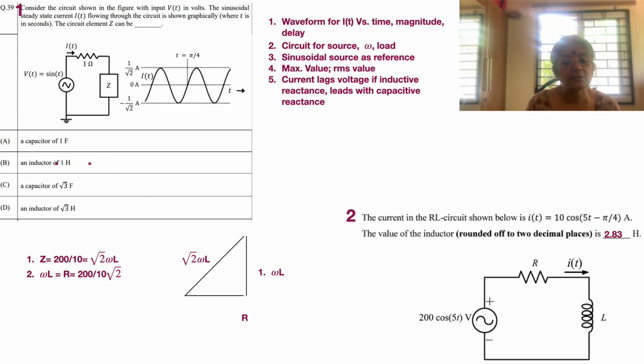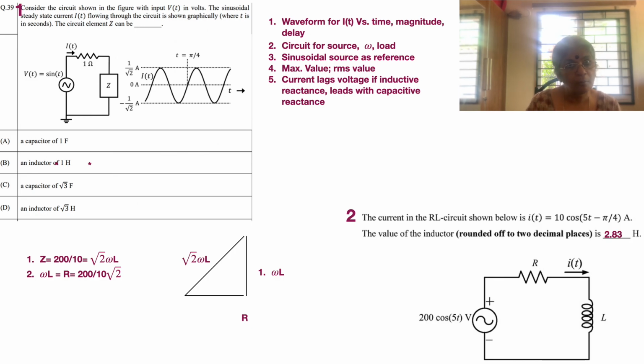The result is perhaps what is shown. It's a sinusoidal picture, no doubt. The maximum values range between plus 1 by root 2 and minus 1 by root 2. The zero current axis, or the horizontal axis, is shown, which is the time t, and there's a crossover for the current. There's a zero crossover, which occurs at t equal to pi by 4. So much information is given.